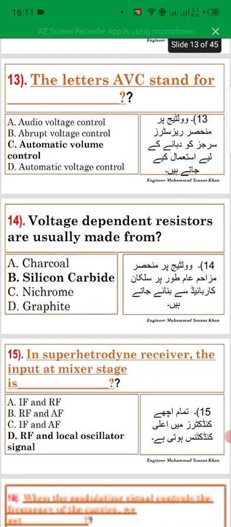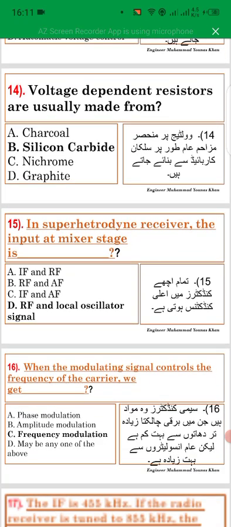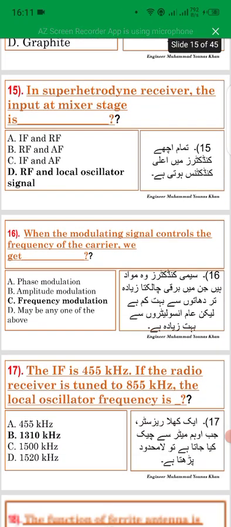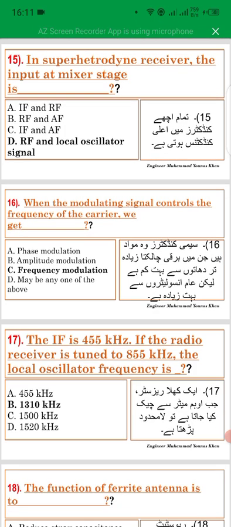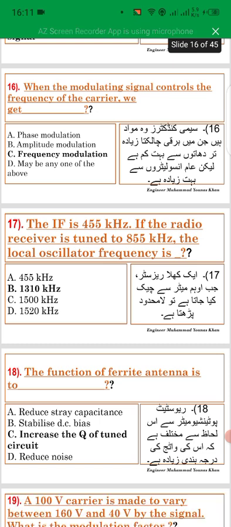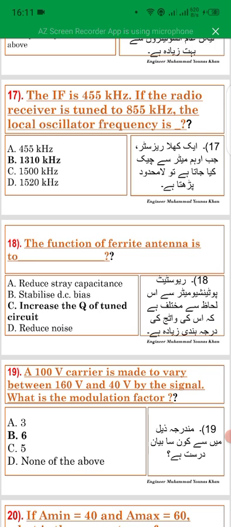The letters AVC stand for automatic volume control. Voltage dependent resistors are usually made from silicon carbide. In a superheterodyne receiver, the input at the mixer stage is the RF and local oscillator signal. When the modulating signal controls the frequency of the carrier, we get frequency modulation. The IF is 455 kHz. If the radio receiver is tuned to 855 kHz, the local oscillator frequency is 1310 kHz.